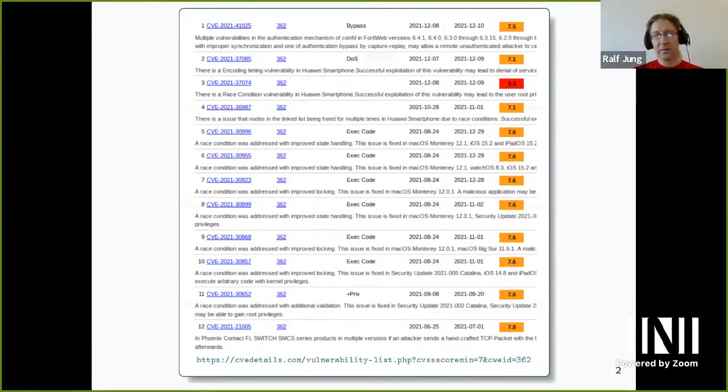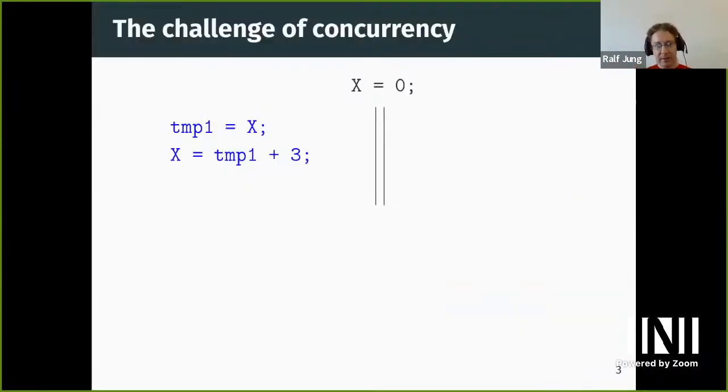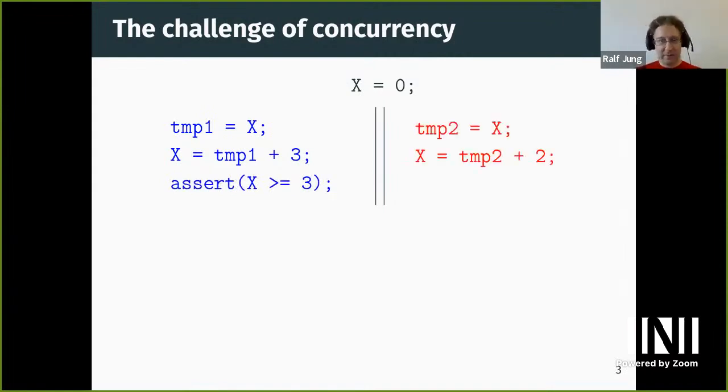So what makes concurrent software so hard to get right? Well, let's look at a simple example. Here we have a small program that starts with a variable x that is initially 0, and then on the left, the thread will increment x by 3, doing it in 2 steps to model how this is actually usually executed. And then it asserts that the final value of x is indeed at least 3. And meanwhile, the thread on the right will do an increment by 2. Now, if we look at these 2 threads in isolation, it is fairly easy to convince ourselves that this assertion will always hold, because we're just incrementing x.